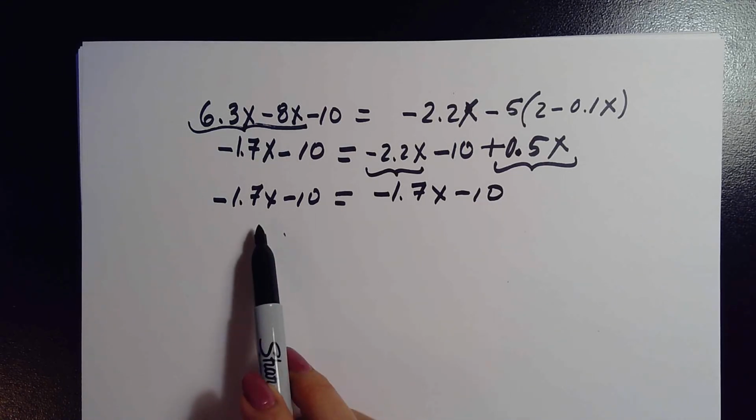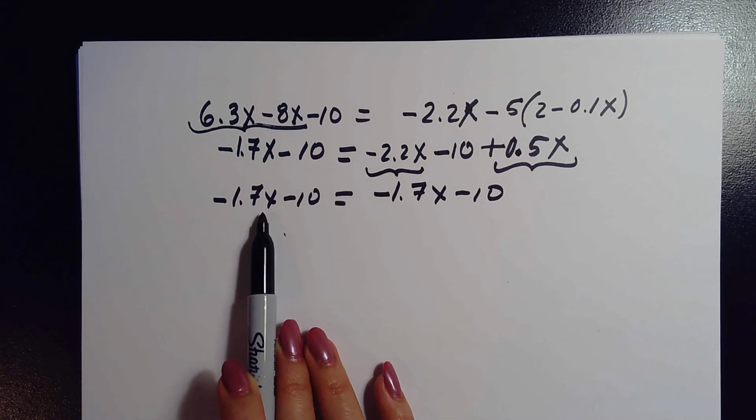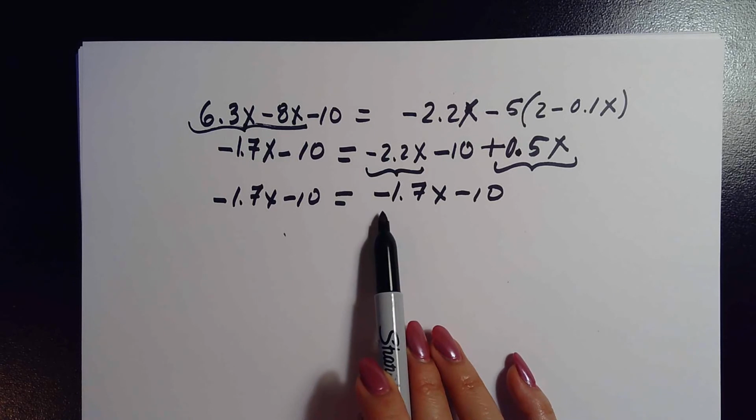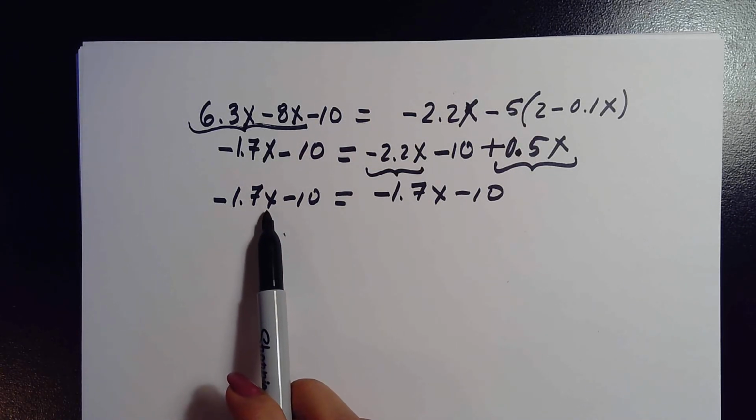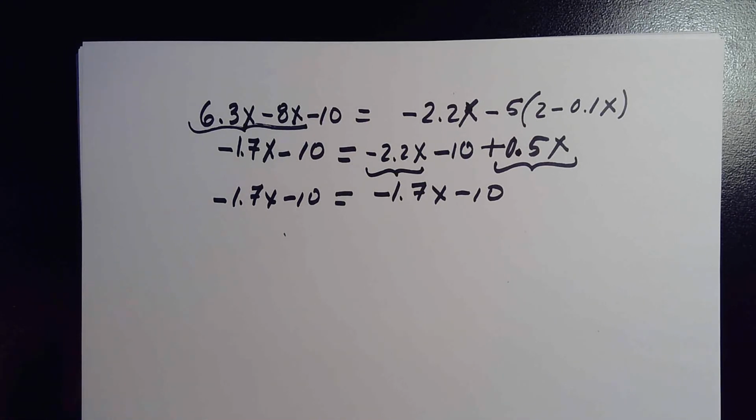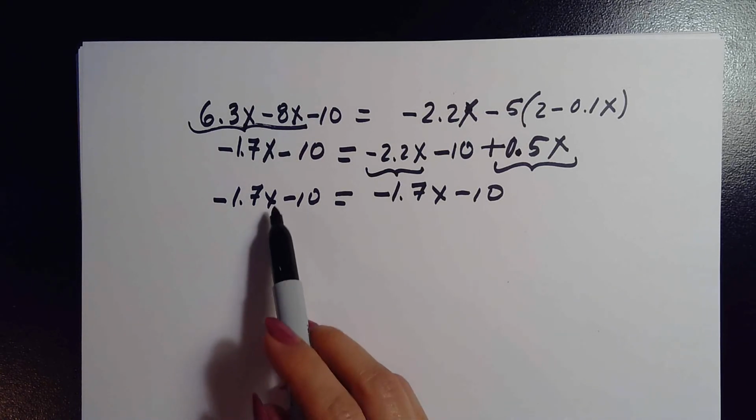Now, I want you to see this. You have negative 1.7x minus 10 equals negative 1.7x minus 10. So you have the same thing here. You could stop here and say that you have an infinite number of solutions. Why? Because regardless of which value you pick for x, you have the same thing on the left side as you do on the right side. So those two sides will always be the same. It does not matter which x you pick.